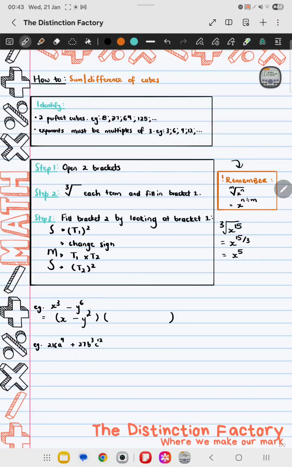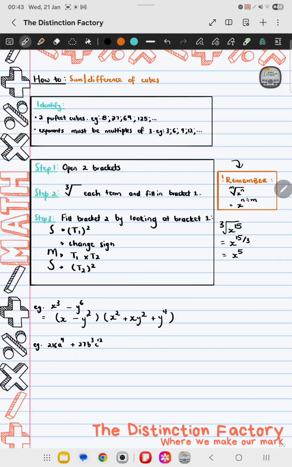We ignore the question for now. Our first step here is to square the first term. So we're taking x and we're squaring that. So that gives us x squared. Then we need to change the sign. So instead of a negative, we will write it as a positive. Our next step says that we need to multiply both of our terms together. So x times y squared is xy squared. And lastly, we need to square the second term. So we're taking this guy here and squaring it. So that gives us a positive y to the power of 2 times 2, which is 4.